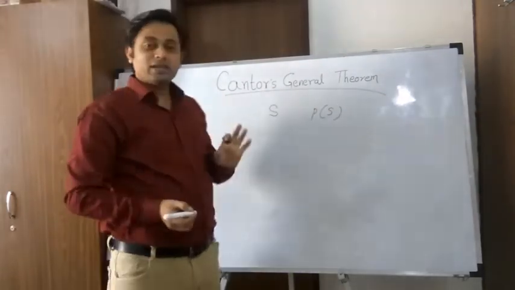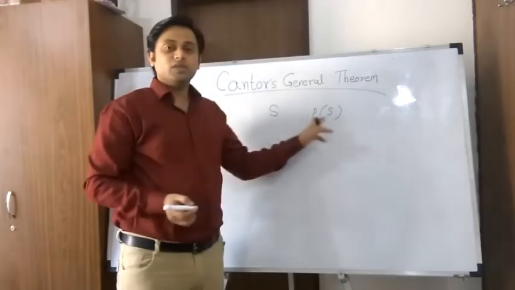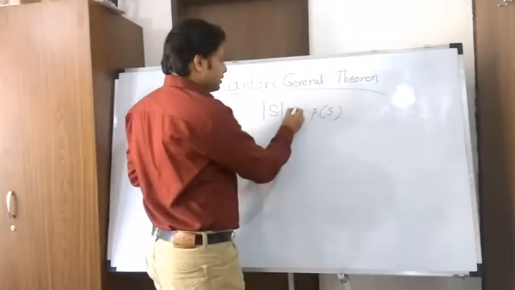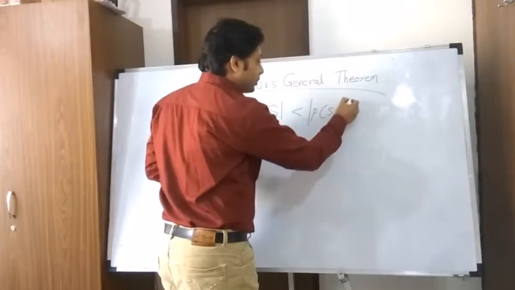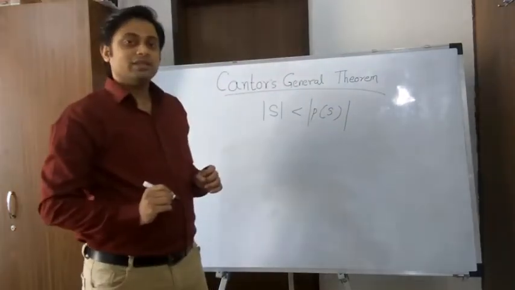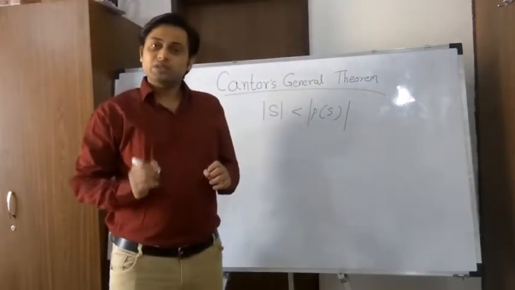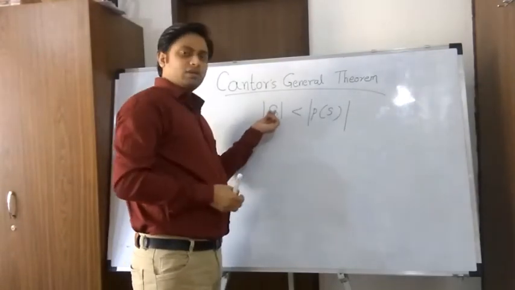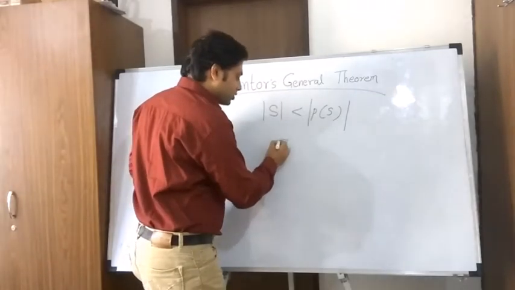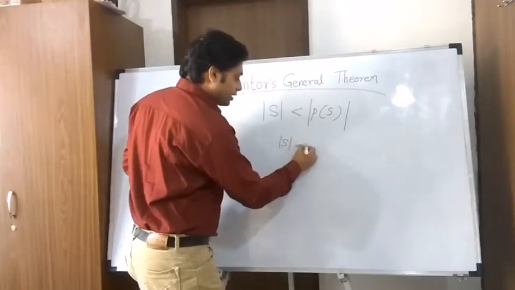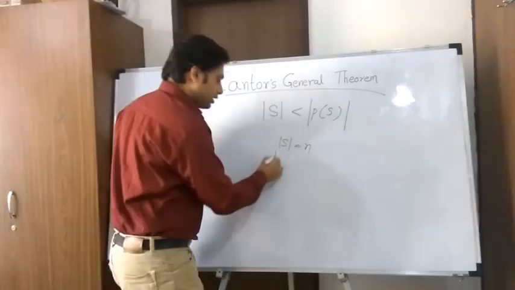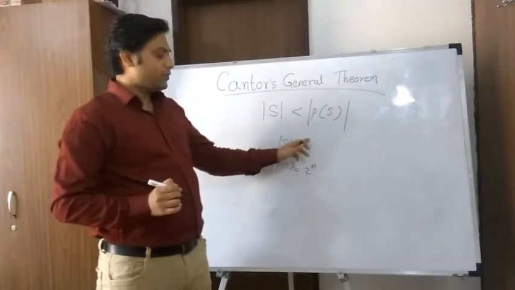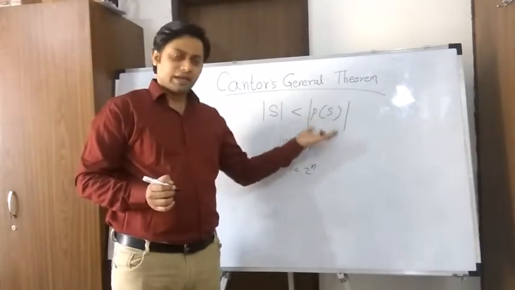So Cantor's general theorem talks about the relationship between the cardinality of these two sets. The cardinality of a set is less than the cardinality of the power set of that set. This is Cantor's general theorem statement, which is very obvious. For a finite set we also know the exact relation: if the cardinality of S is n, the cardinality of the power set of S is 2 raised to n, and for every natural number n, 2 raised to n is larger than n.